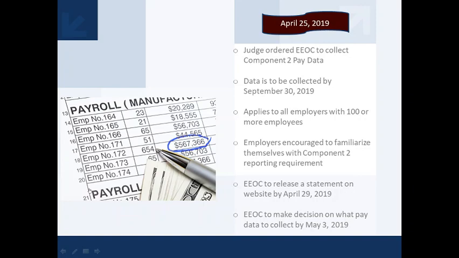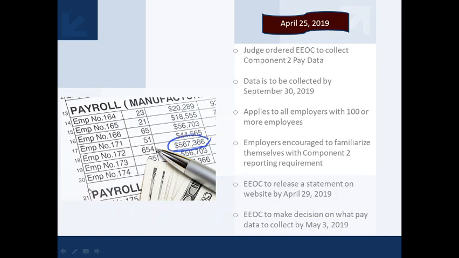Judge Chutkin also ordered the EEOC to release a statement on its website by April 29th of 2019, informing employers of the judge's decision and providing guidance about their reporting requirements. Judge Chutkin had also given the EEOC the option of submitting 2017 pay data along with the 2018 pay data by the September 30th, 2019 deadline, or submitting 2019 pay data during the 2020 reporting period. The EEOC was given until May 3rd of 2019 to notify the court of its choice.